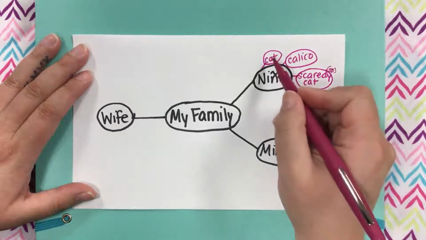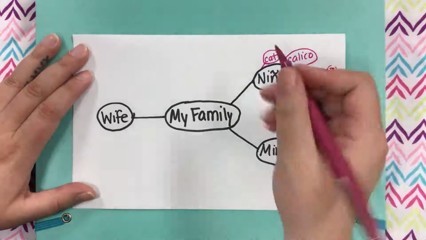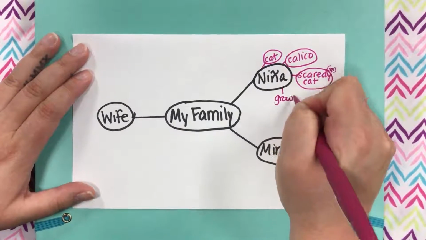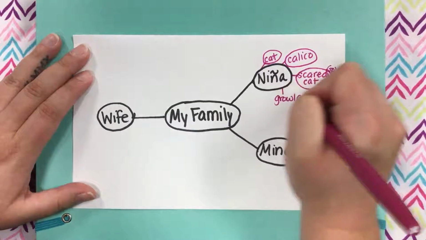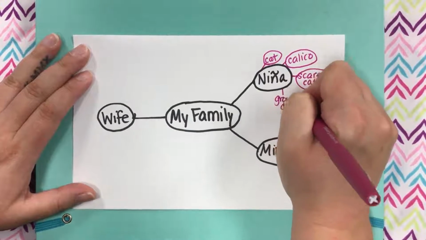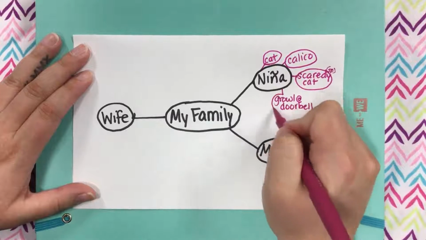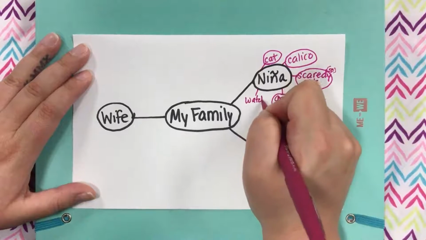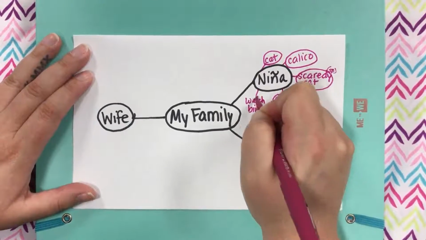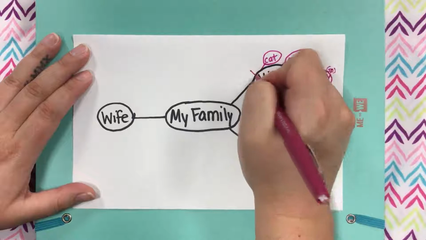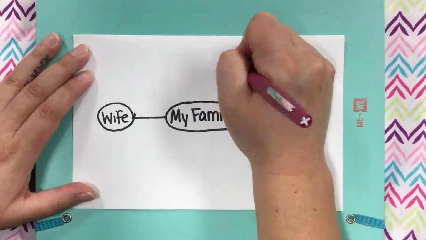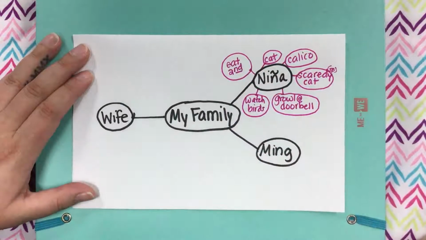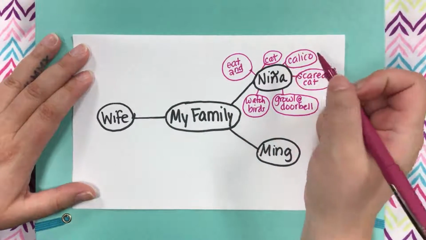So I'll continue with Nina. She's a cat, she's a calico, she's a scaredy cat. Let's see, she will growl when the doorbell rings. So I'm going to put growl at doorbell. She loves to watch birds. And when it comes to mealtime, she will always eat second. Even though we feed Nina and Ming at the same time, Nina will wait and let Ming go first.